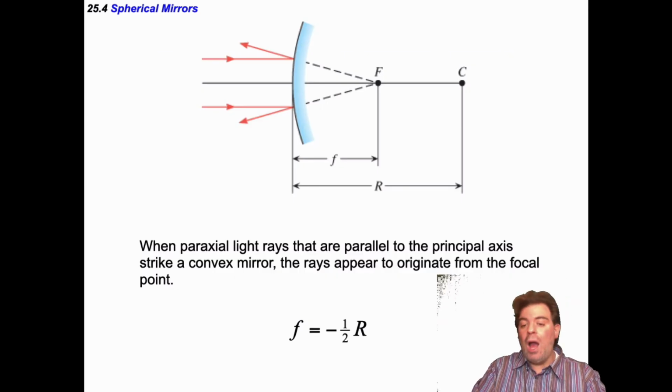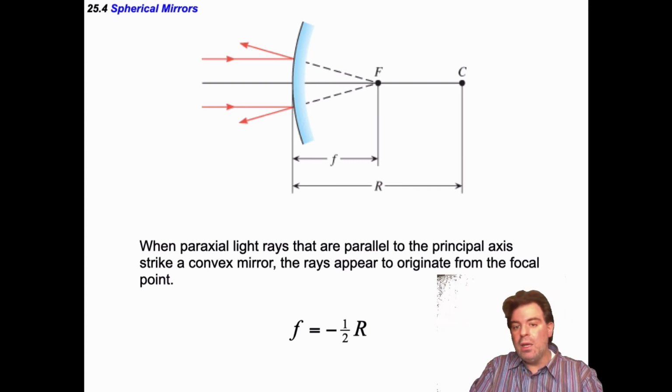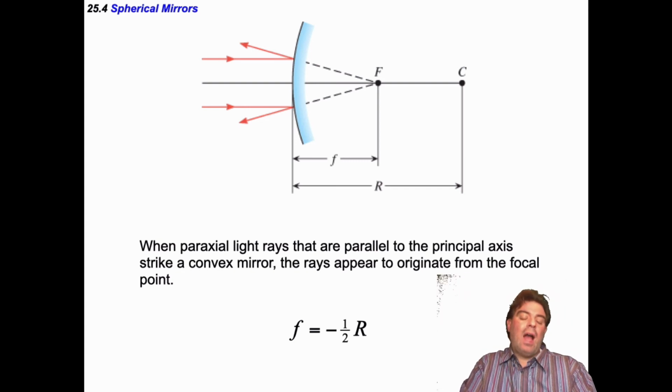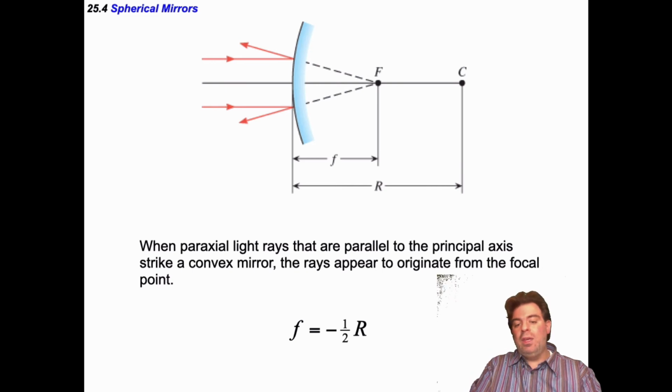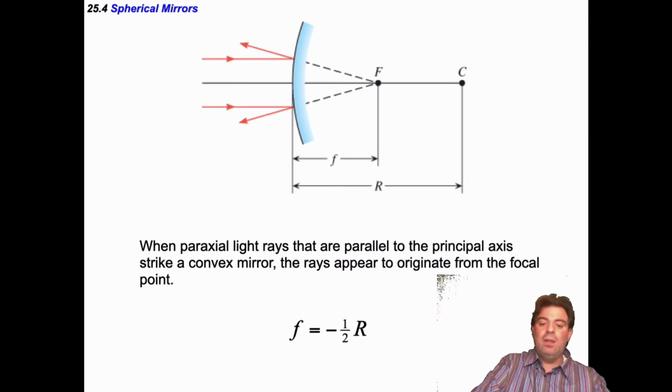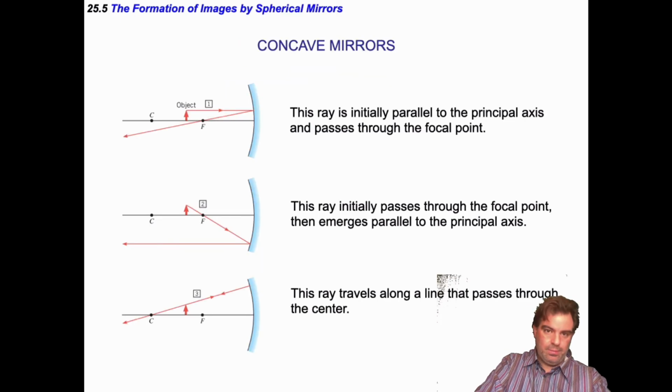Now, if it's a convex mirror, the image is going to appear to originate from behind it. So for a convex mirror, the focal point will always be negative, and it's always going to appear on the other side. But more on that later.